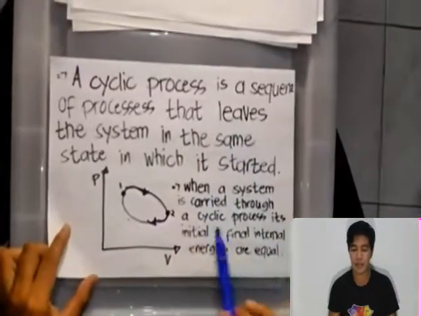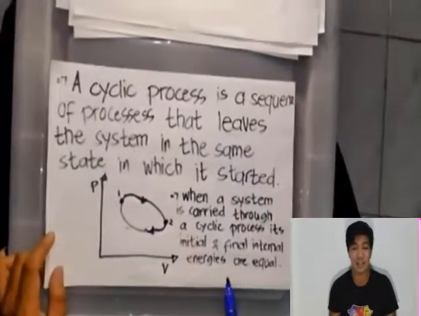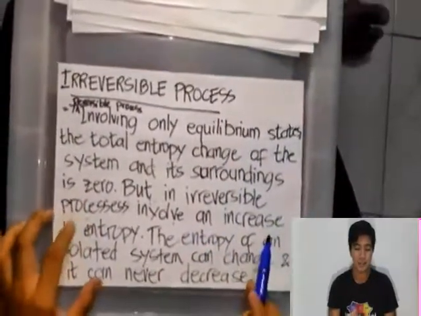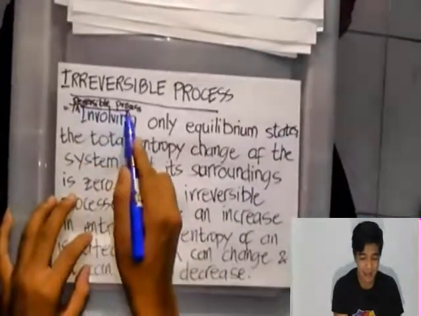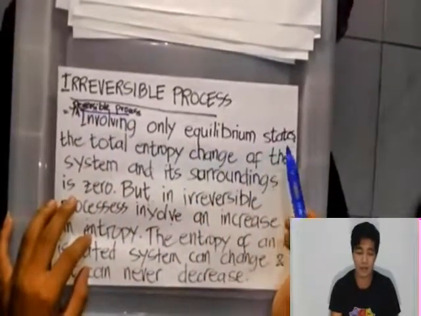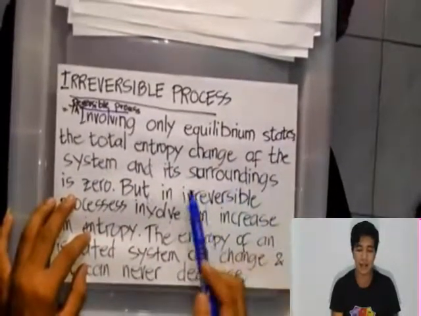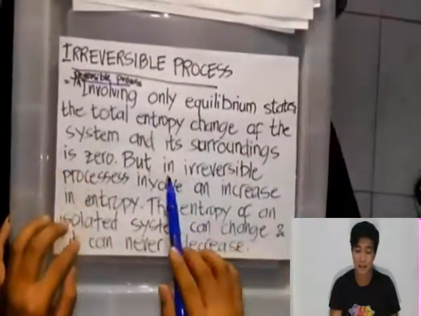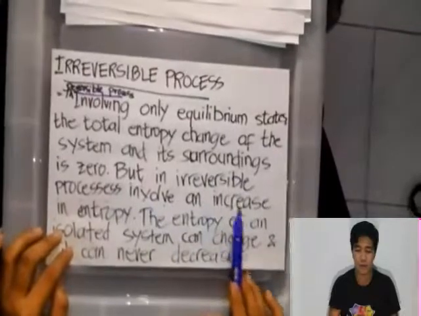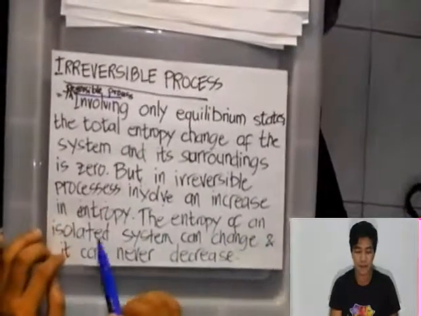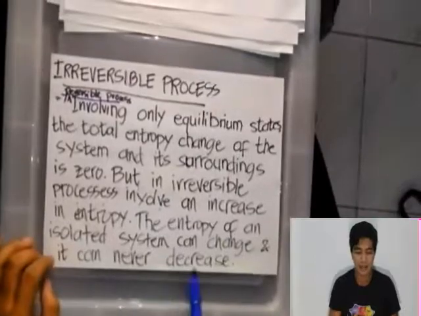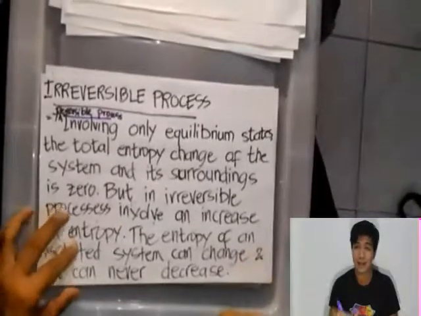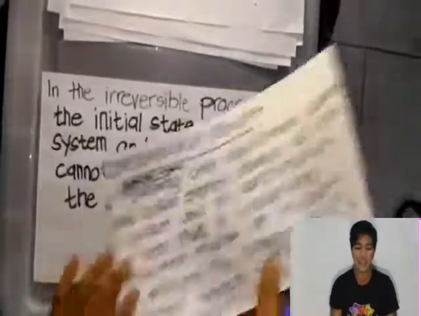When a system is carried through a cyclic process, its initial and final internal energies are equal. And we have here the irreversible process. Sa reversible process, nag-involve lang siya sa equilibrium state that the total entropy change of the system and its surroundings is zero. But, in irreversible processes, involve an increase in entropy. The entropy of an isolated system can change and it can never decrease. Meaning, it always increases. Dili siya ma-zero, so dili siya mag-decrease. It always gid siya mag-increase.